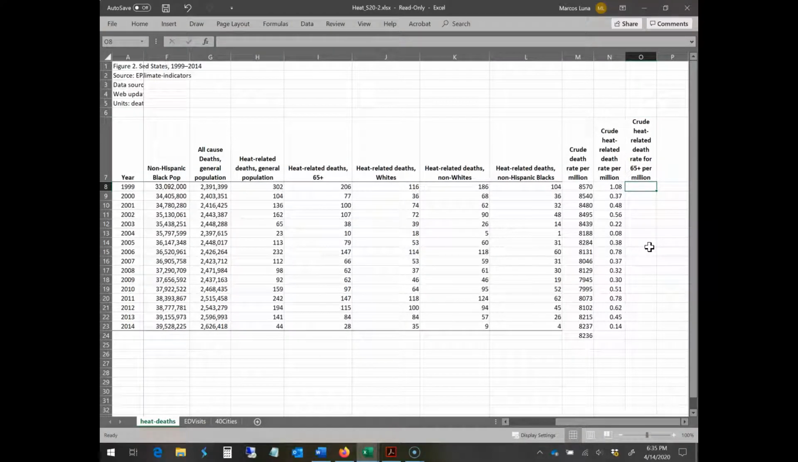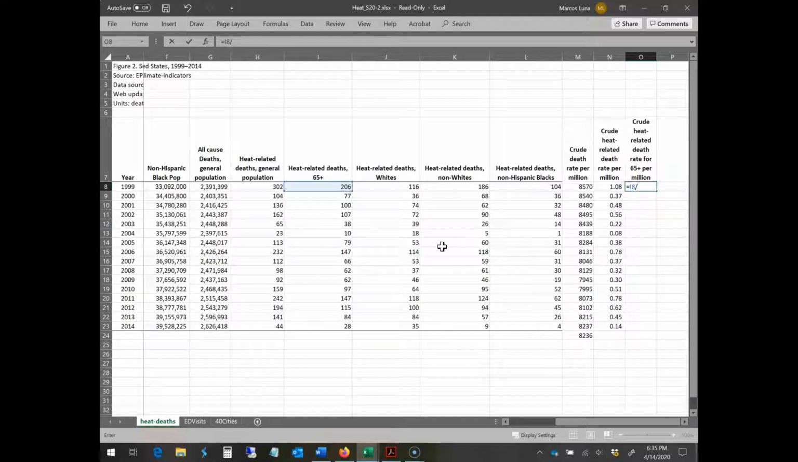Okay, so I want to know for that age group, what is the death rate from heat? So I start the formula off the way I always do with an equal sign, and I want to take the numerator, which is always the number of people who died. So we're looking at that particular group. So we're looking in the I column to see how many people 65 and over died from heat that year. And then we're dividing it by the population.